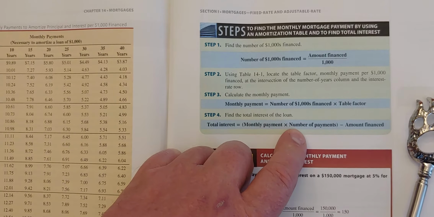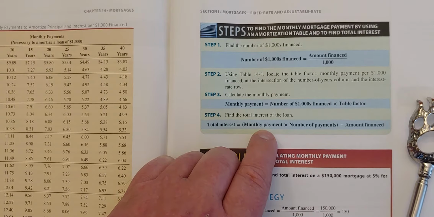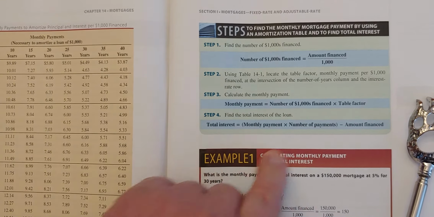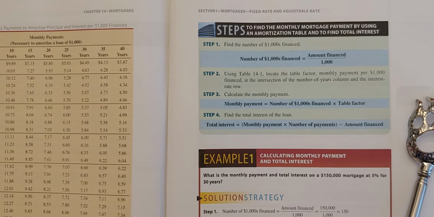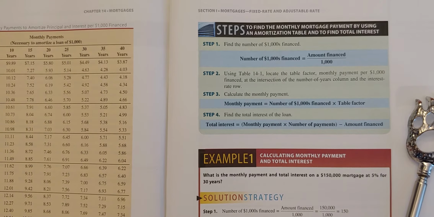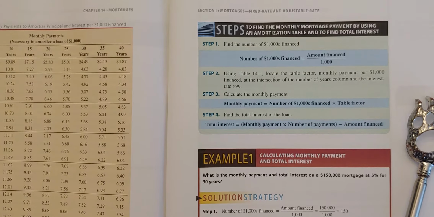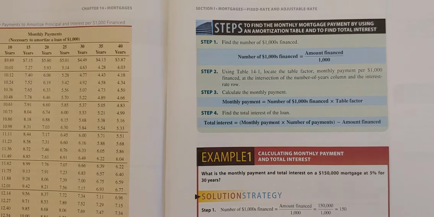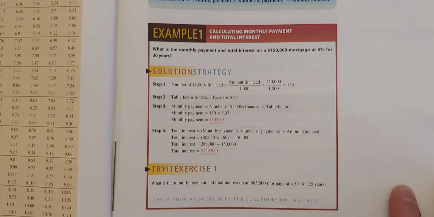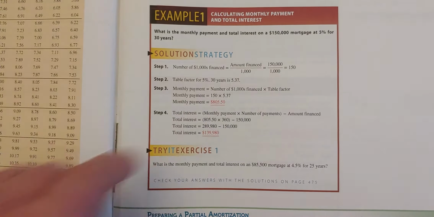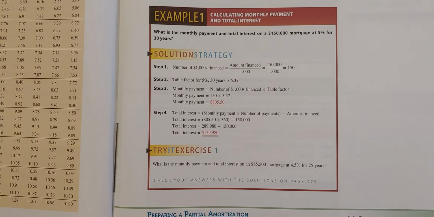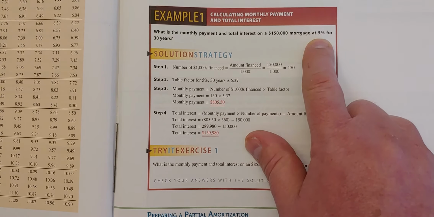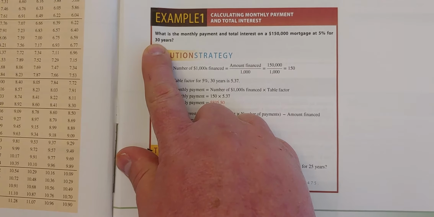How much are we paying out of pocket? Minus the amount financed, and that'll be the total interest of the loan. So it's good to know that. If you have a 30-year loan, you need to know how much interest am I paying? How much extra am I paying for my house? All right, so on page 455, we have a practice problem here. What is the monthly payment and total interest on a $150,000 mortgage at 5% for 30 years?